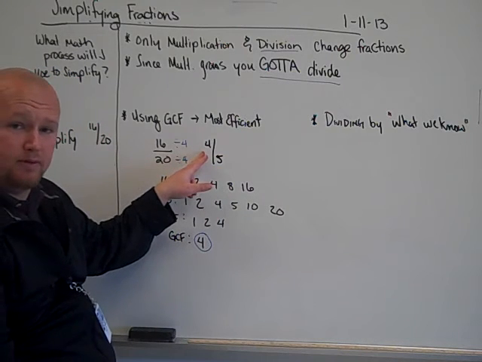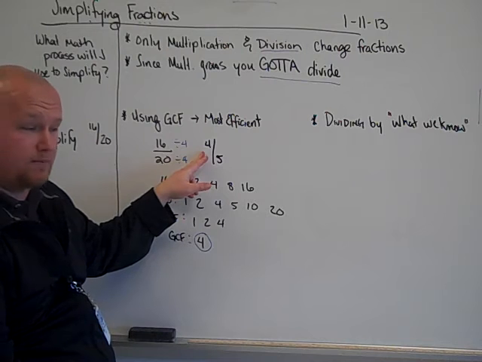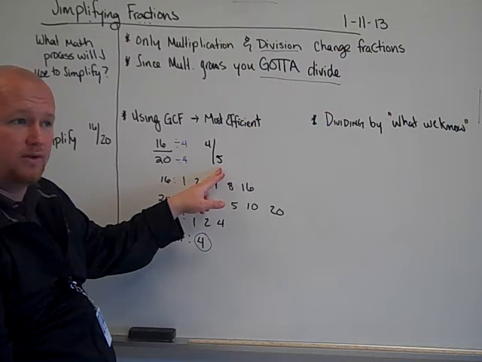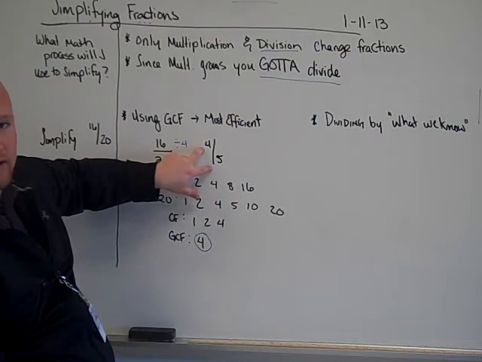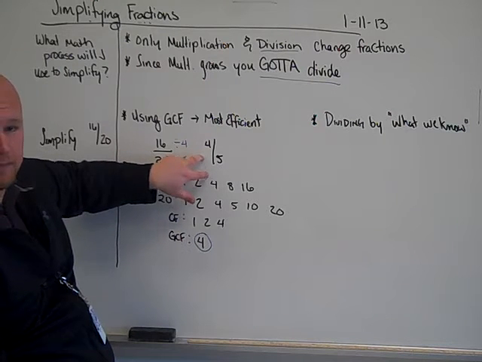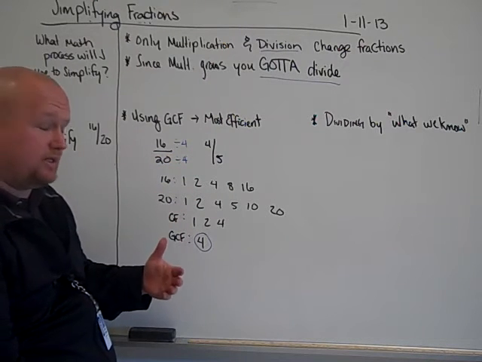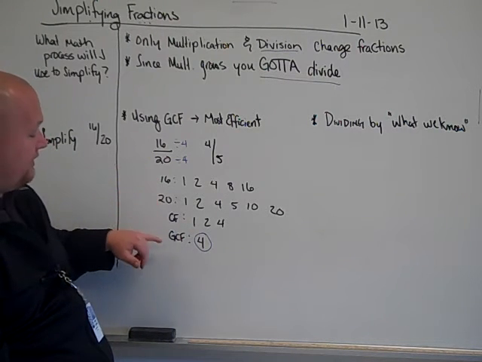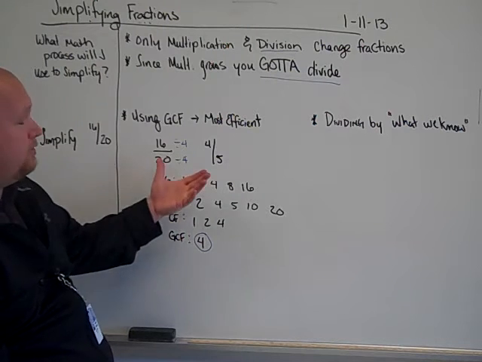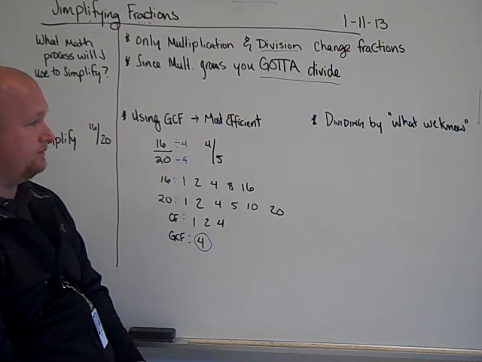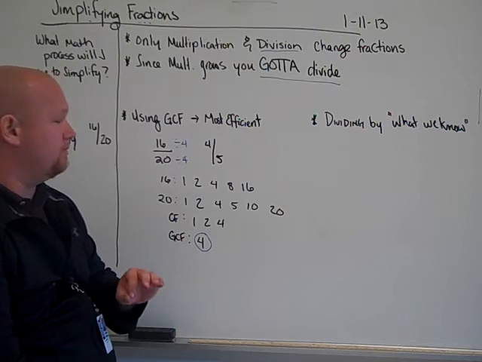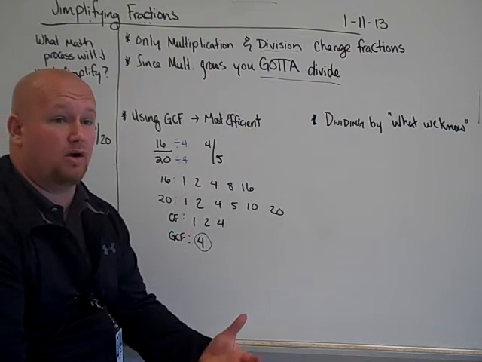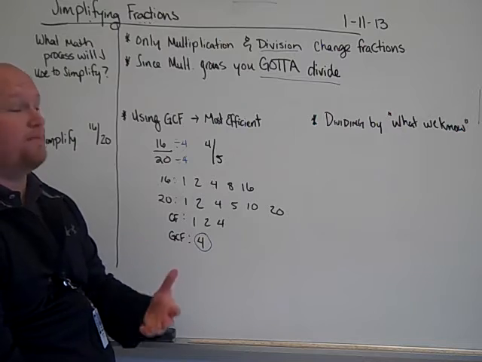Now 4 is not a prime number. 4's factors include 1, 2, and 4. It's composite. Prime are numbers like 5 that only have 2 factors. But the only factor they share is 1, so this is in simplest form. So using the GCF, you list the factors of your numerator and your denominator. You identify the greatest common factor between the two of them, and then you divide. It's pretty efficient. But like I said, in some cases you might not be strong with your factors. In some cases the number might be large and you just prefer to divide by what you know.